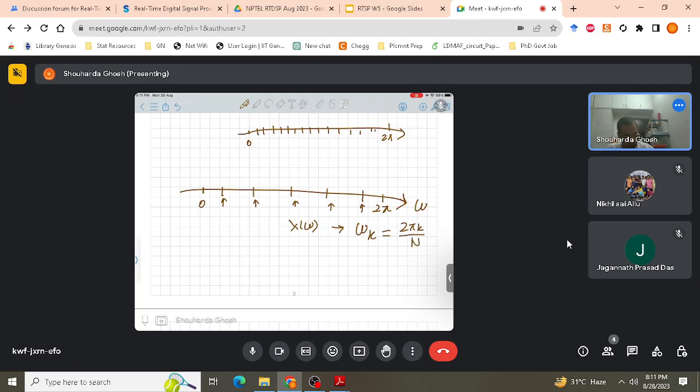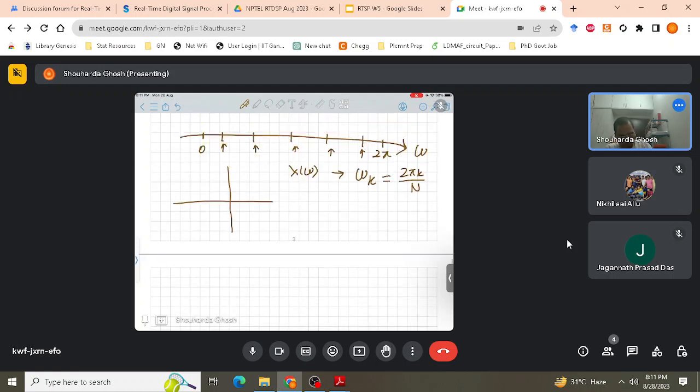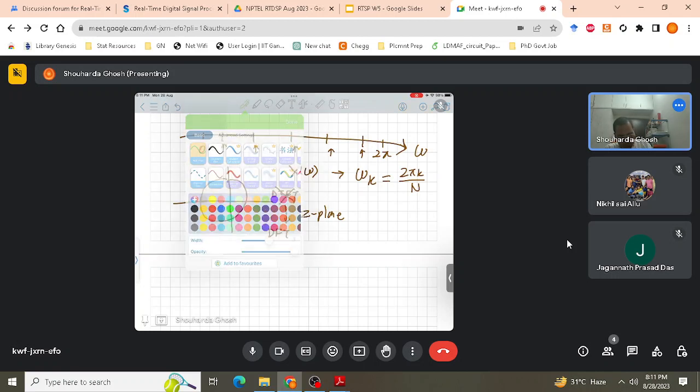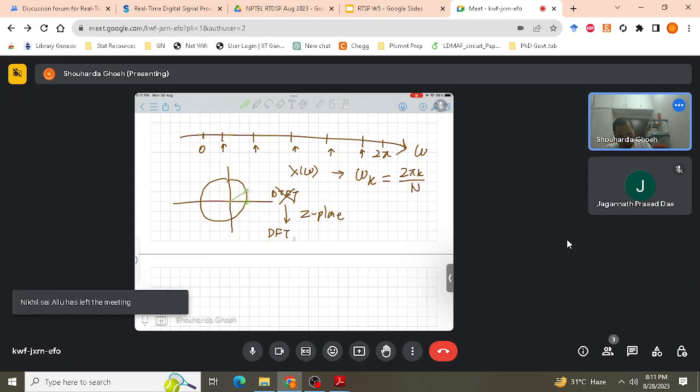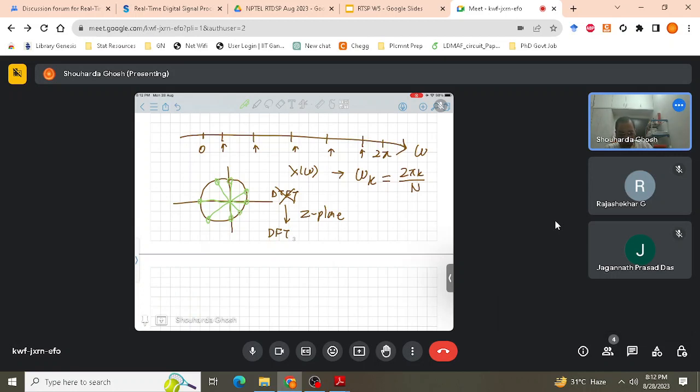So in other words, whenever we have this z plane and we want to evaluate the DTFT, we don't evaluate it directly, we evaluate it at certain individual points over here, over here, over here. We evaluate at these points, and then based on this we start our frequency domain analysis.